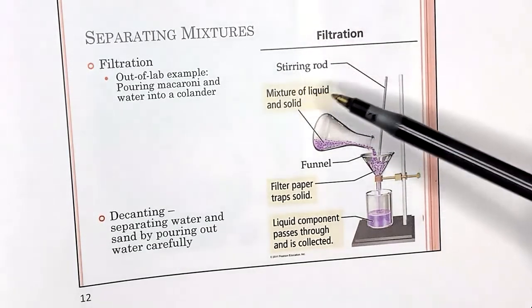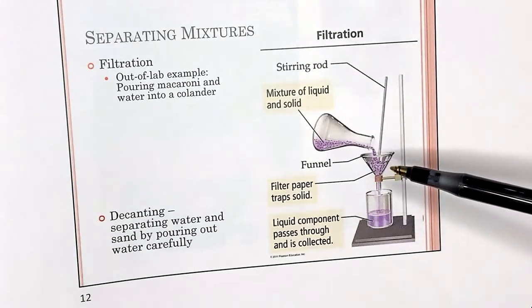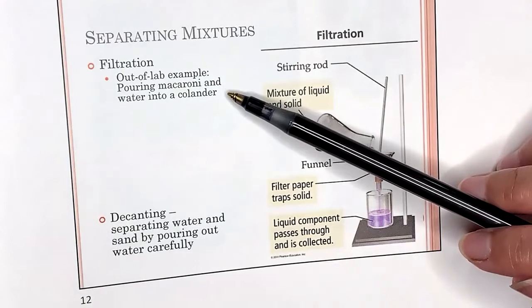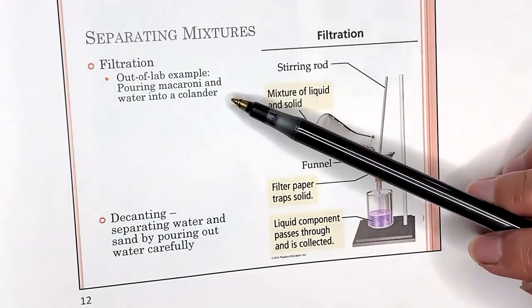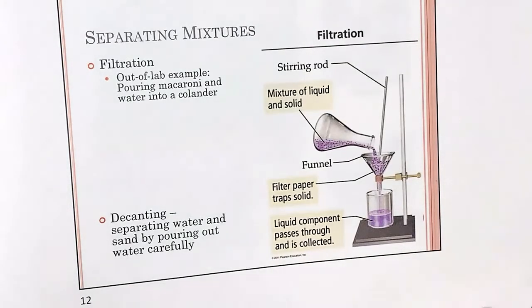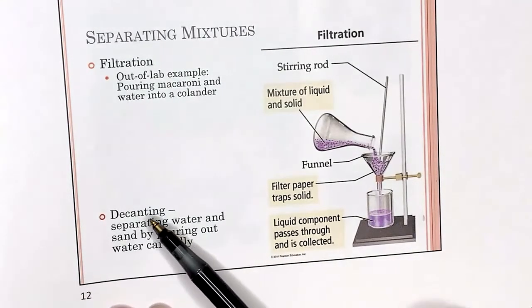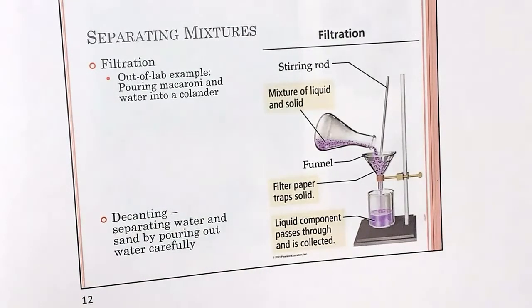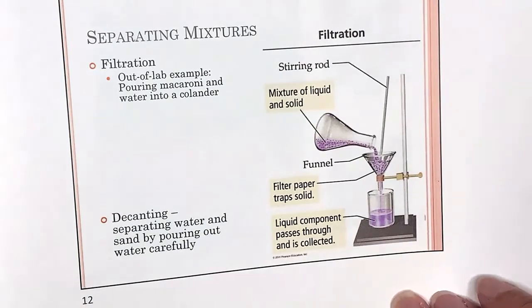This is what we do in lab. But when you're in the kitchen and you boil your pasta, if you want to separate the pasta from the water, you use a colander. So effectively, you are doing filtration in the kitchen as well. There's another term called decanting. Decanting is separating the water out of your mixture by basically pouring it out. When you pour, we call it decanting, okay?